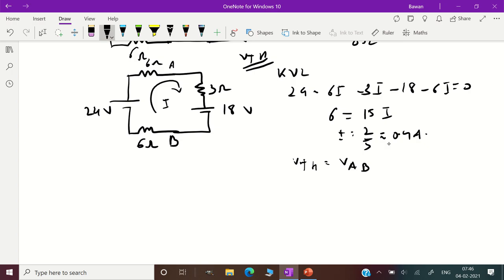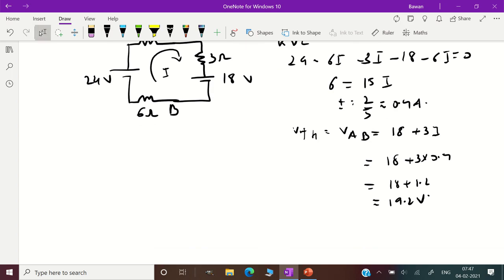VTH is nothing but VAB, which is equal to 18 plus 3I, that is 18 plus 3 into 0.4, which is 18 plus 1.2, equal to 19.2 volts. Now, what is RTH?